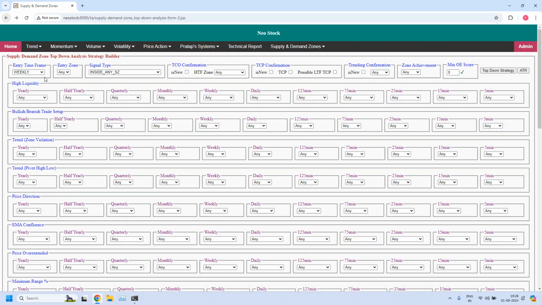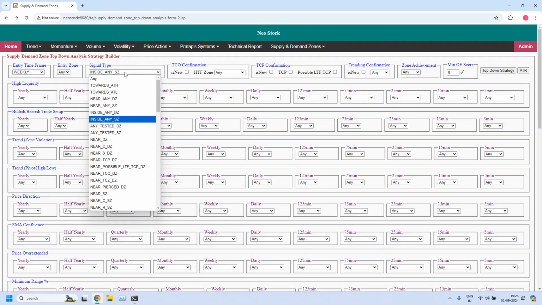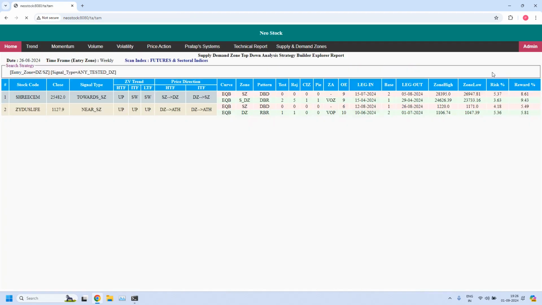Okay, in the next report for weekly time frame, let us find the tested weekly demand zones, the stocks that are having tested weekly demand zones. These two stocks are filtered. These two stocks having weekly demand zones were tested during this week.